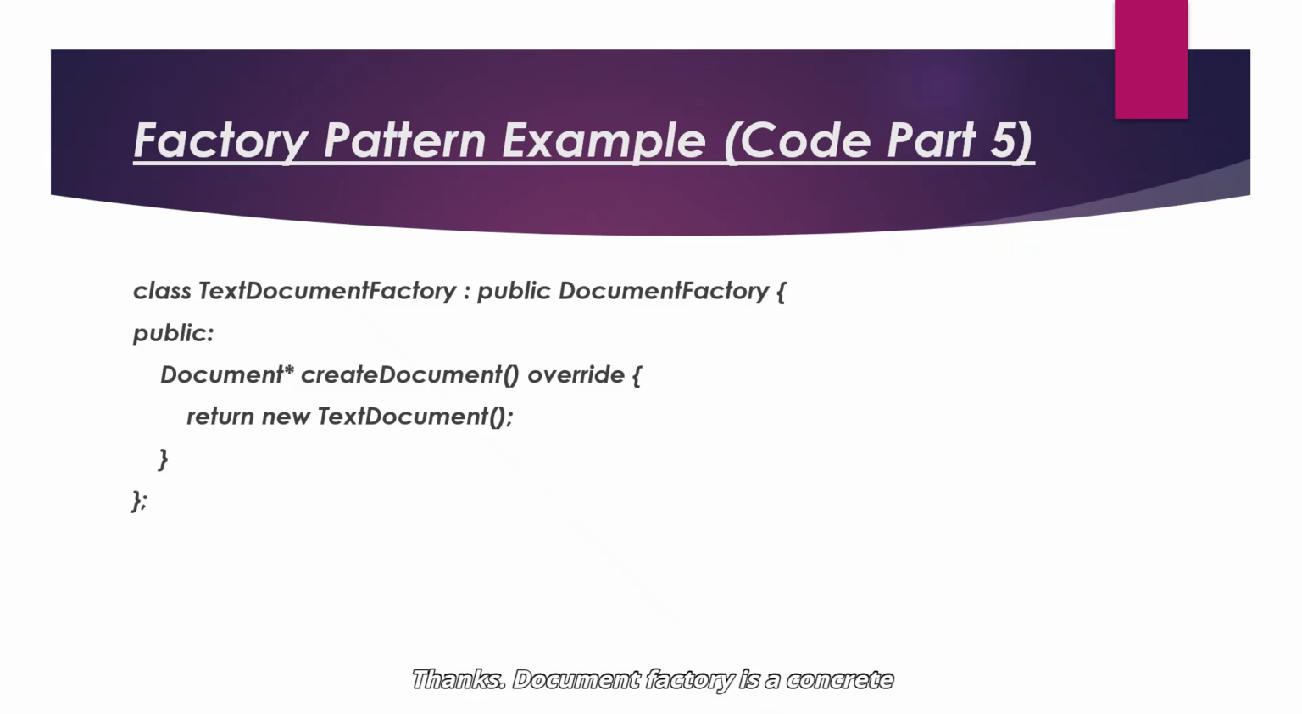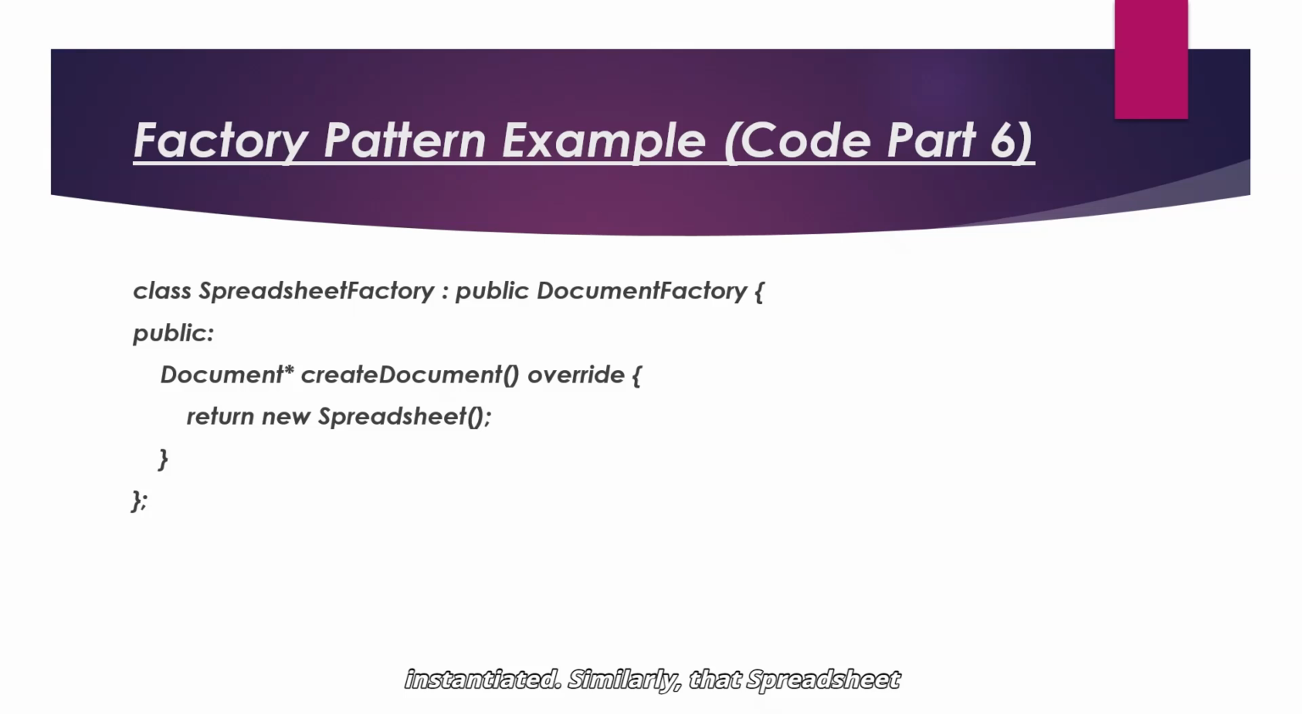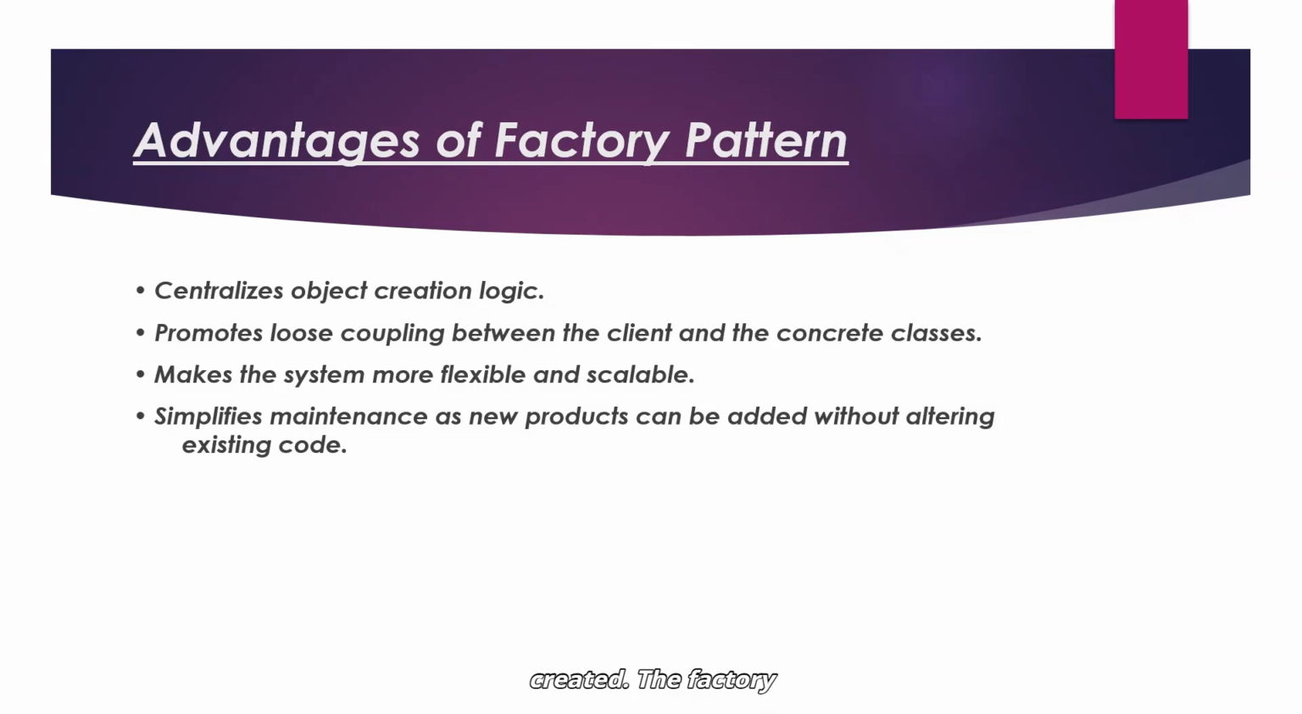The TextDocumentFactory is a concrete creator that implements the createDocument method. This method returns a new instance of TextDocument. The client code can call this method without worrying about how the text document is instantiated. Similarly, the SpreadsheetFactory implements the createDocument method and returns an instance of Spreadsheet. This allows the client code to create a spreadsheet without needing to know the internal details of how it's created.